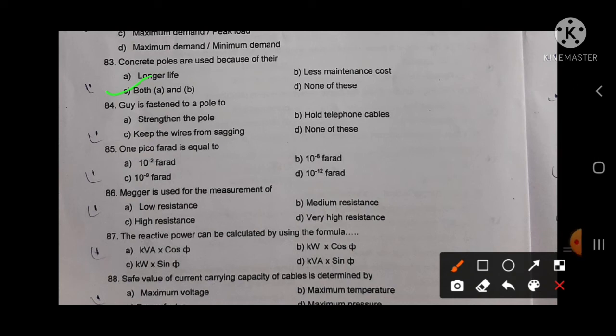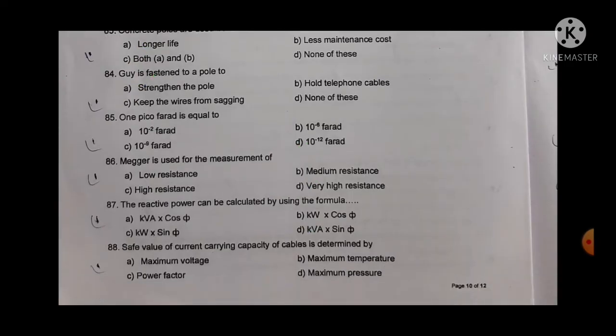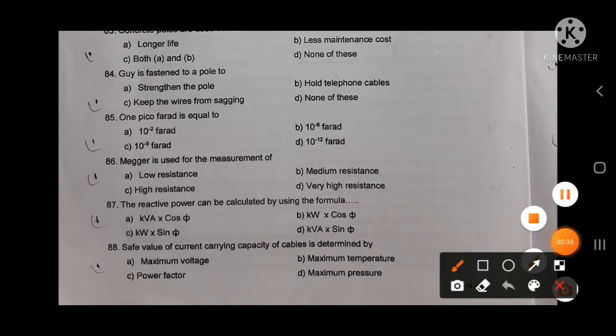A guy is fastened to a pole. If this is the pole, one guy wire is present here to strengthen the pole. 1 picofarad is equal to 10 to the power minus 12 farad. A megger is used for measurement of very high resistance, and reactive power can be calculated as kVA sin phi. The safe value of current carrying capacity of a cable is determined by the maximum temperature.